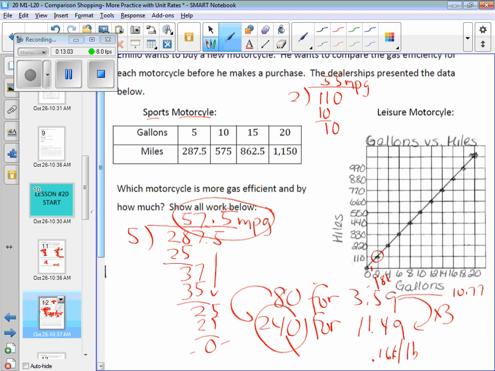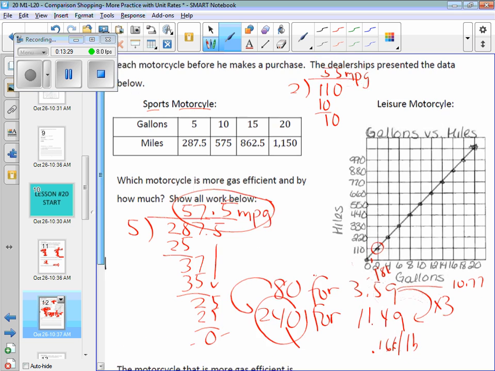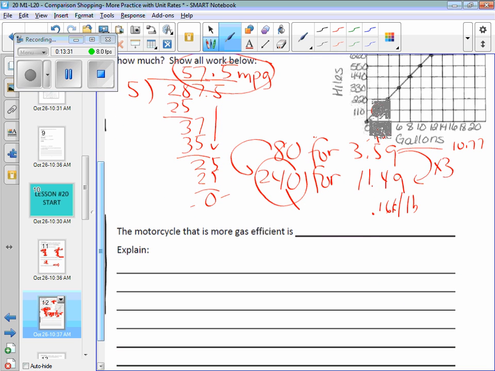What's the better or more efficient vehicle? Remember, for this, you've got to think a little bit differently. When you're doing cost, you want to pay less, but when you're doing mileage, you want the car that gets more miles to the gallon. It's not always the higher number or the lower number. Tyler, finish it up. What's the better vehicle? The sports motorcycle. Okay, it's going to get about 2.5 more miles per gallon.